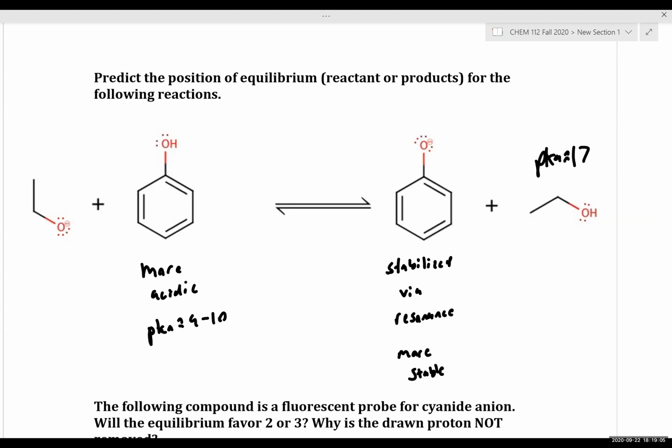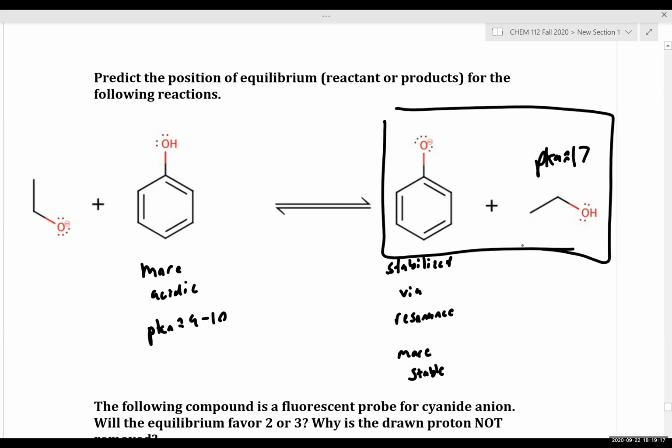Reactant or product favored? It would be, of course, product favored. Not only is our starting acid more acidic, but our conjugate base is more stable than our reactant base. Does this argument make sense to everyone? Does this argument make sense?